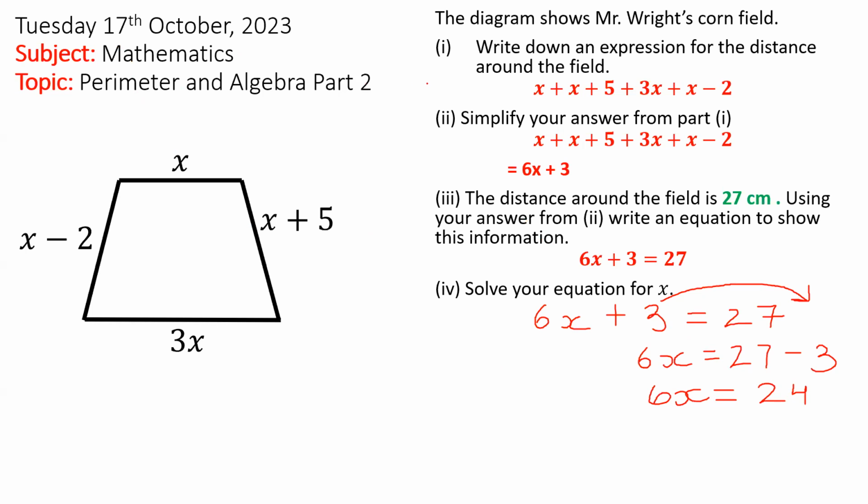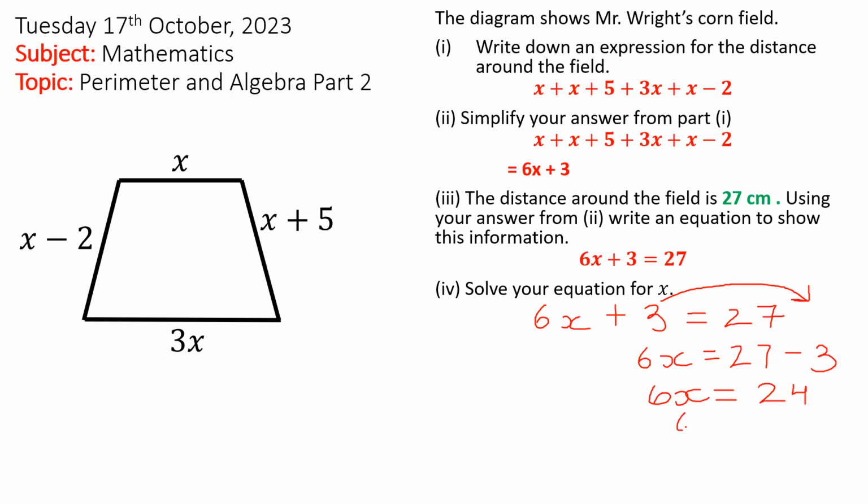So 6x is equal to 24. How do we get to 24? We minus the 27 and the 3. Okay. Now, the next step we're going to do is do what?